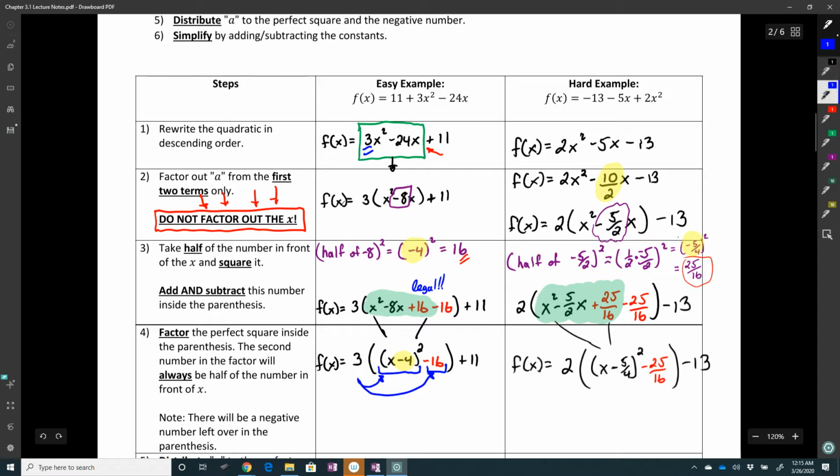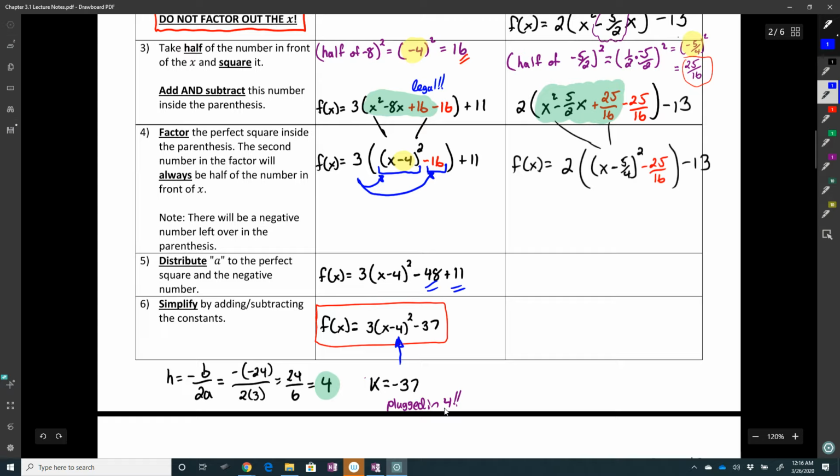And now we just distribute. So if I distribute this, we have f of x equals 2 x minus 5/4 squared. If I distribute the 2, 2 over 16 is 1/8.